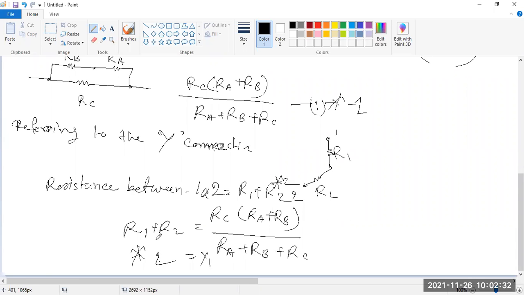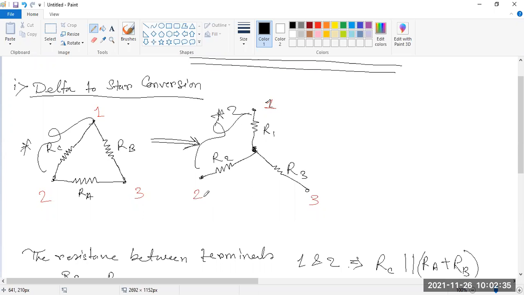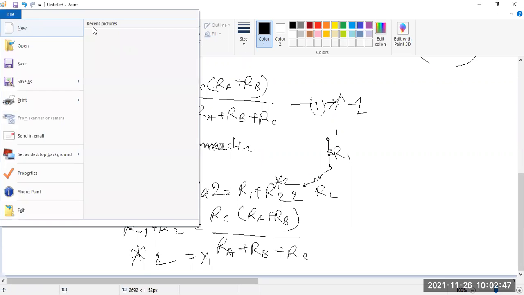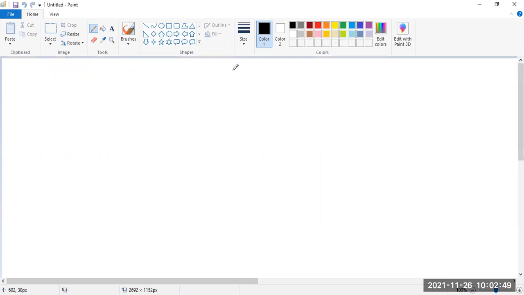Similarly, you can see 1 and 2 is R1 plus R2, and then RC into RA plus RB in this way. Then similarly we have to find out for 1 and 3 also.